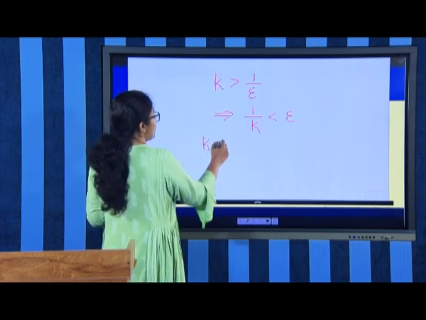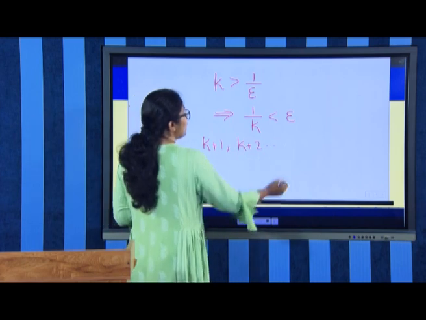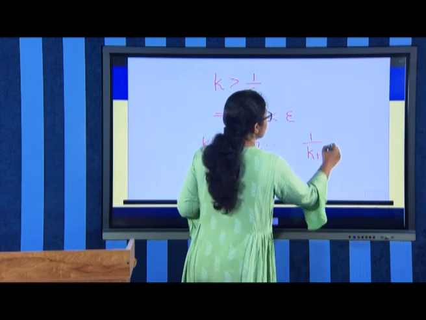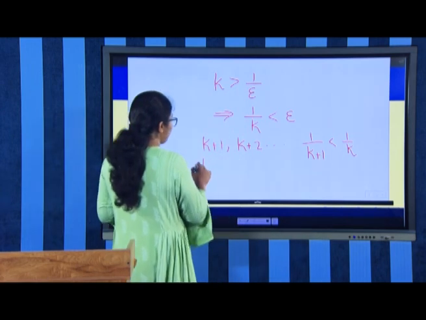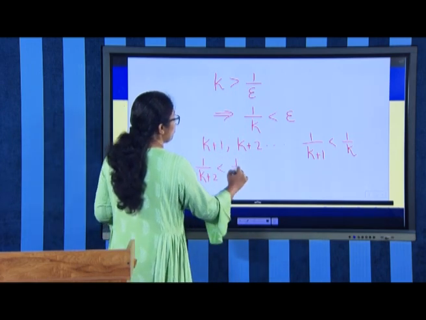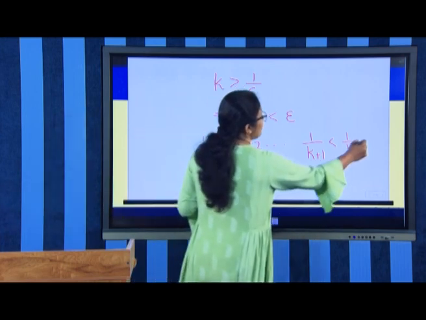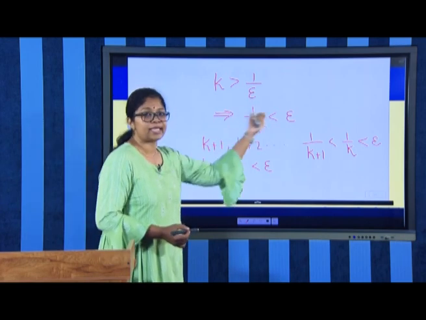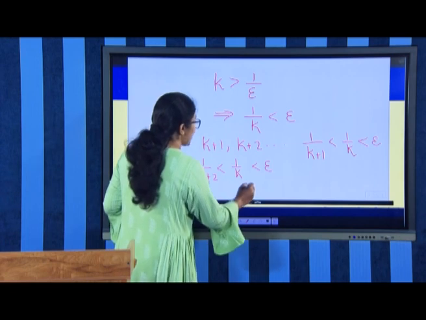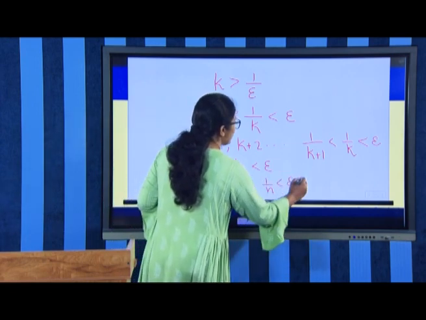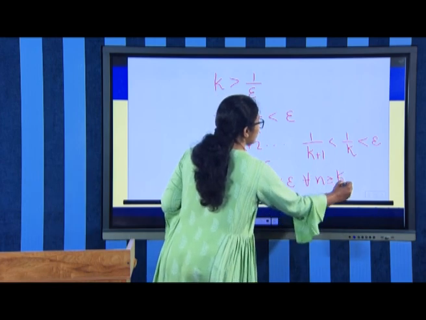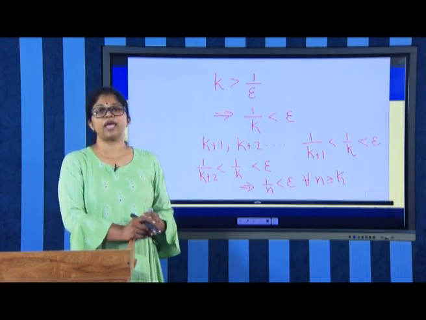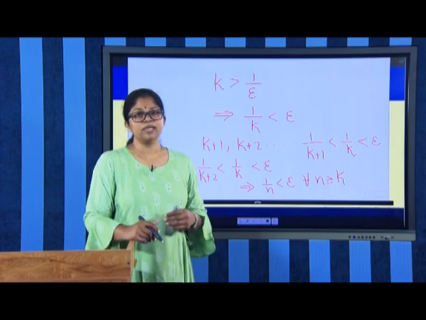And if you take k plus 1 or k plus 2 or any number higher than k, we can see 1 by k plus 1 is less than 1 by k, 1 by k plus 2 is less than 1 by k, and so on. So, these are all less than epsilon. In other words, if we have 1 by k less than epsilon, automatically it follows that 1 by n is less than epsilon for every n higher than or equal to k, which was exactly what we required to prove. And hence, we have proved that the limit of 1 by n is equal to 0.